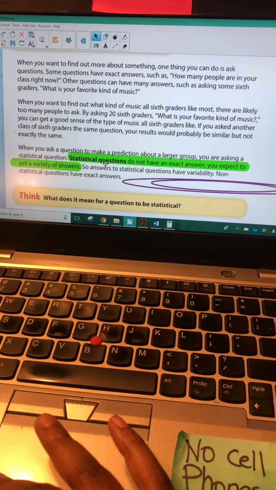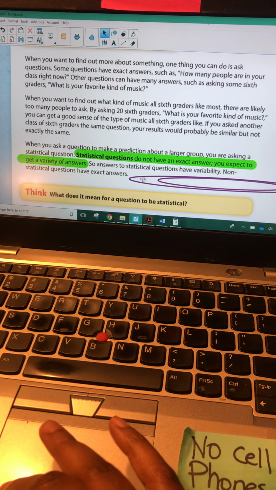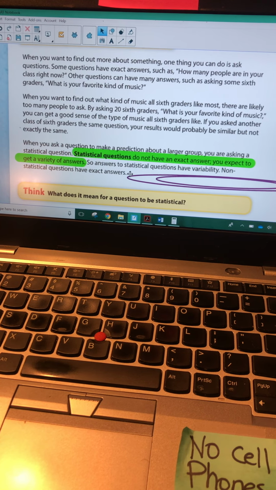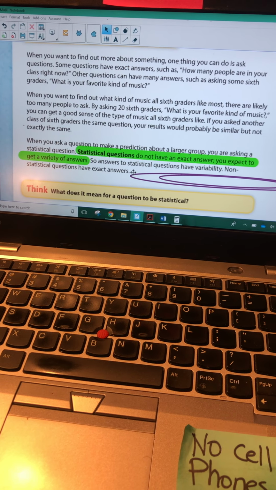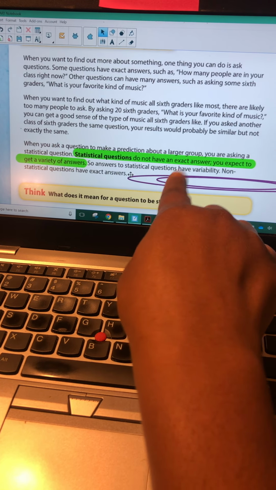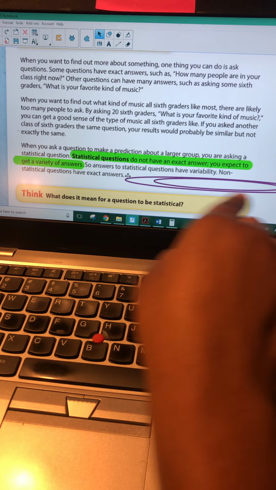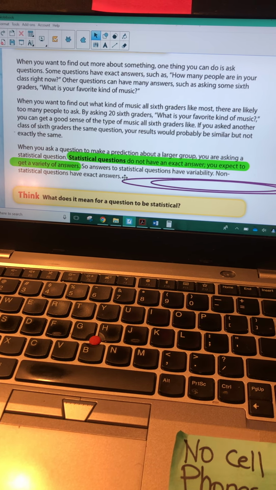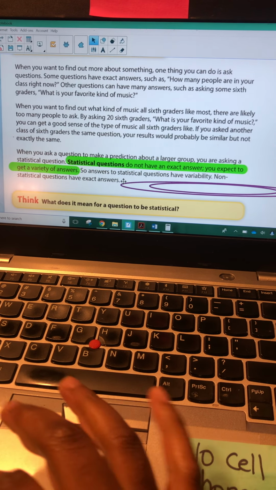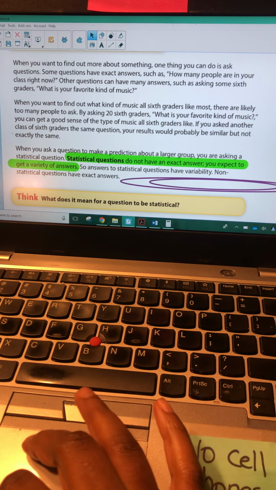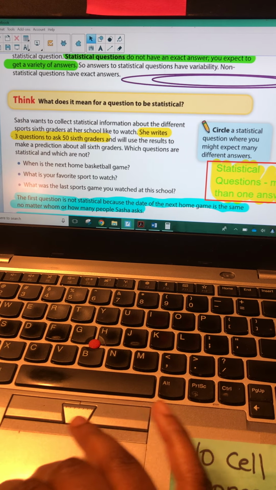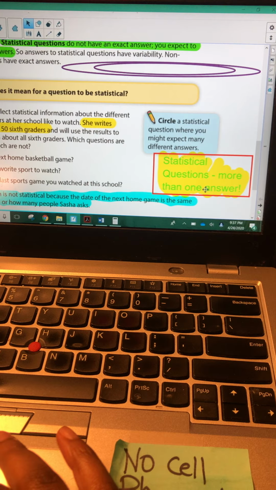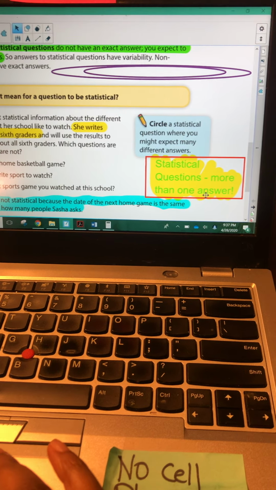It says statistical questions. When you read all of this, we will learn that statistical questions have more than one answer. So right here in green, it says do not have an exact answer. You expect to get a variety of answers. So that means that you'll get more than one answer with that type of question. Okay, so keep that in mind. All right. Here in this red box, I have highlighted where it says statistical questions. That means that you get more than one answer.